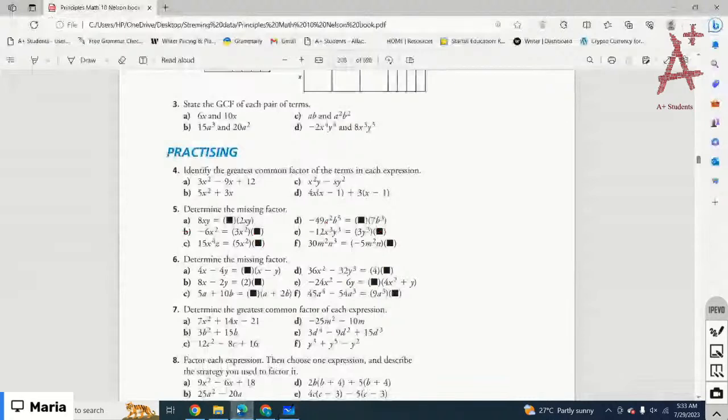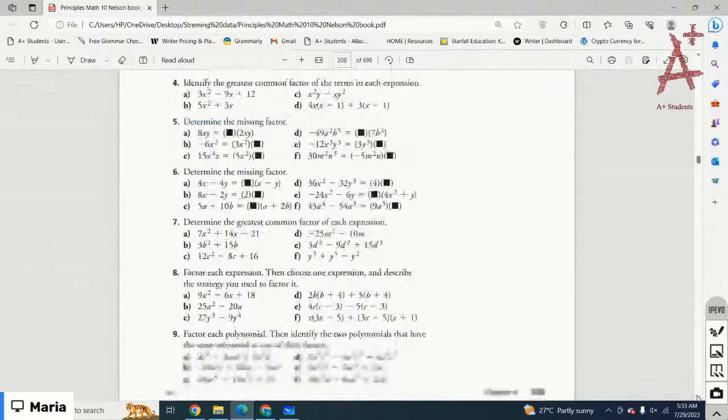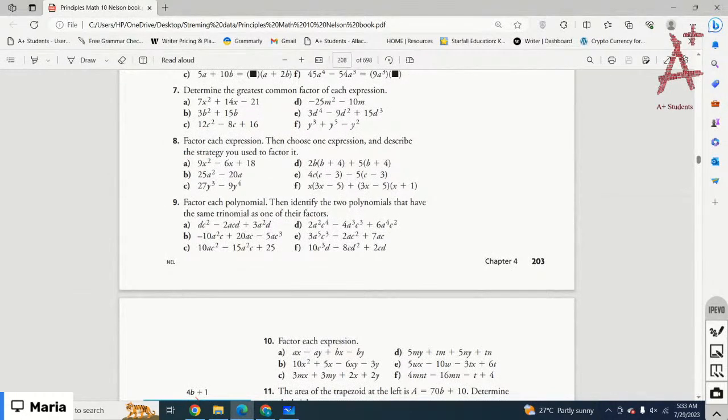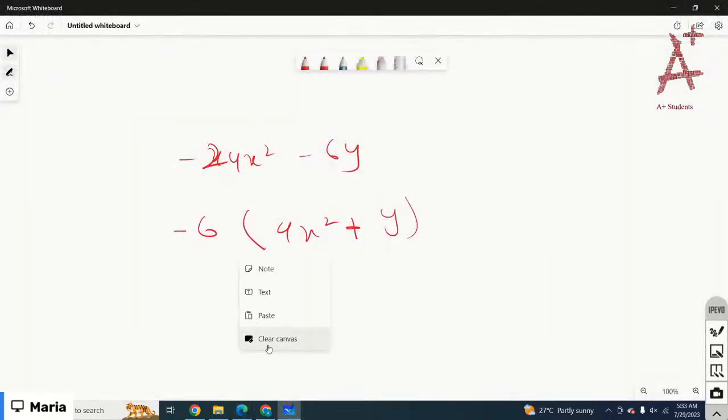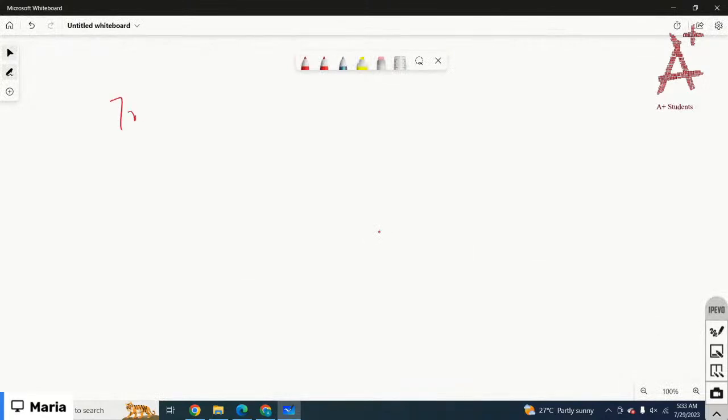Okay, determine the greatest common factor of each expression. Question number 7 it is. 7x square plus 14x minus 21. So we can take common 7 because you can see all the numbers are multiples of 7: 7, 14 and 21. You are left with x square, 7 times 2 is 14, 7 times 3 is 21. So it would be 7 times.